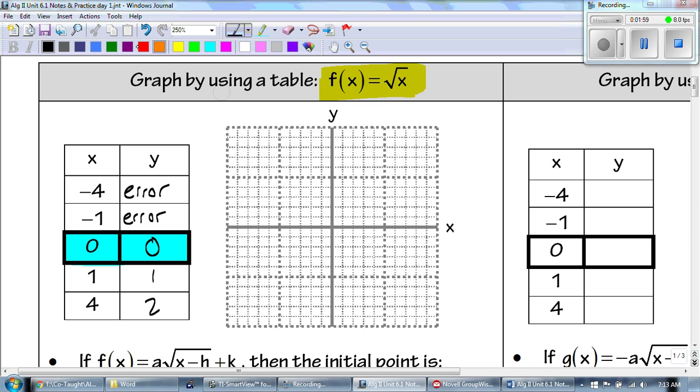So here we go. 0, 0 is where I start. And then I go to 1, 1, and it's kind of hard to see those, so I'm going to use a different pen. So we got 0, 0, 1, 1, and then 4, 2. So this is what our graph looks like.